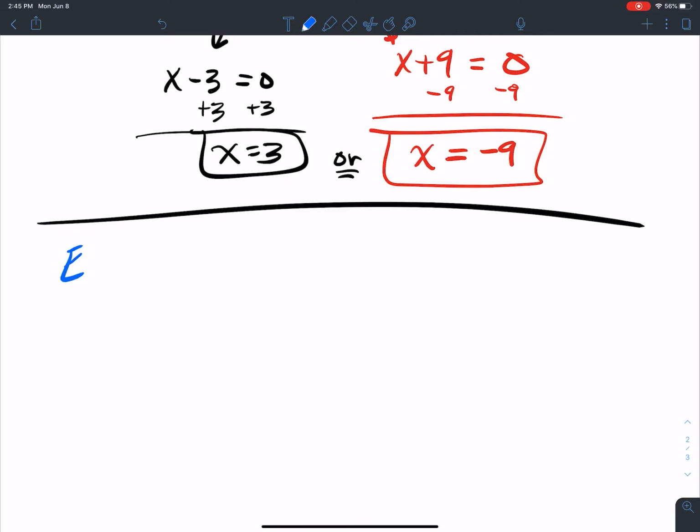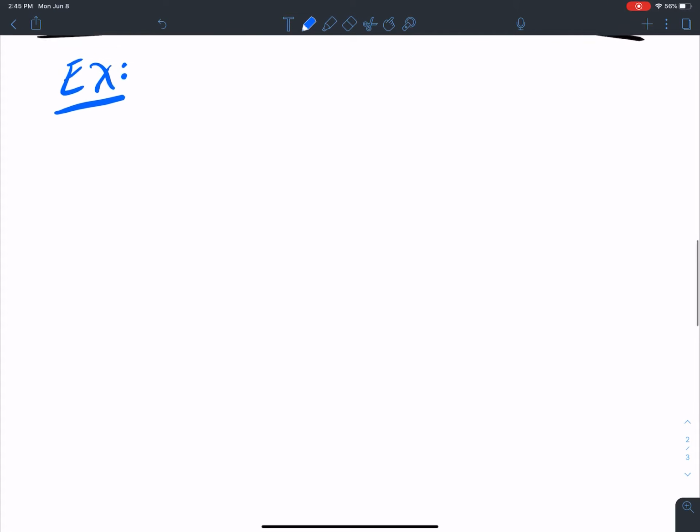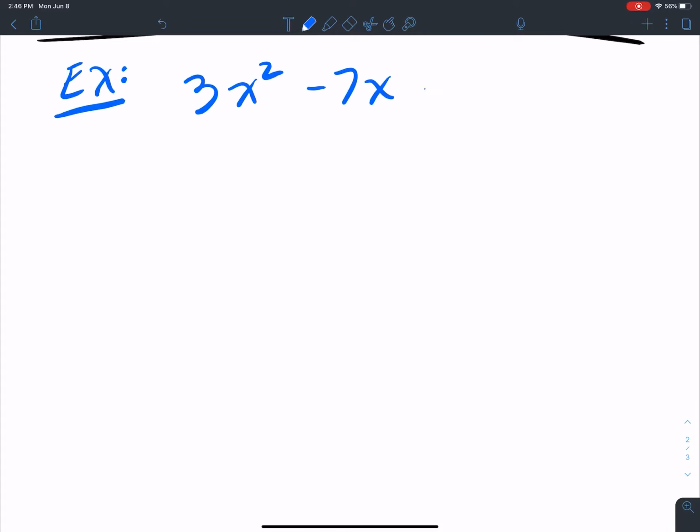Let's do, now this is a very common one people mess up. 3x squared minus 7x equals 0. Okay, how many terms is it? 1, 2. Okay, it's 2 terms, right? So it's not trinomial factoring, so I don't do the AC method.